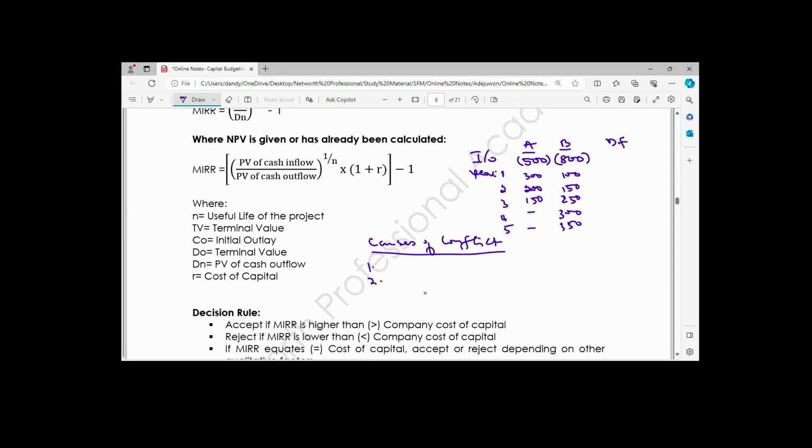For example, the discount rate of this project is 10%. In year 1, this will give a discount factor of 0.909, 0.826, 0.751, 0.683, then 0.621. You will see that in the earlier parts, we have a higher discount factor.